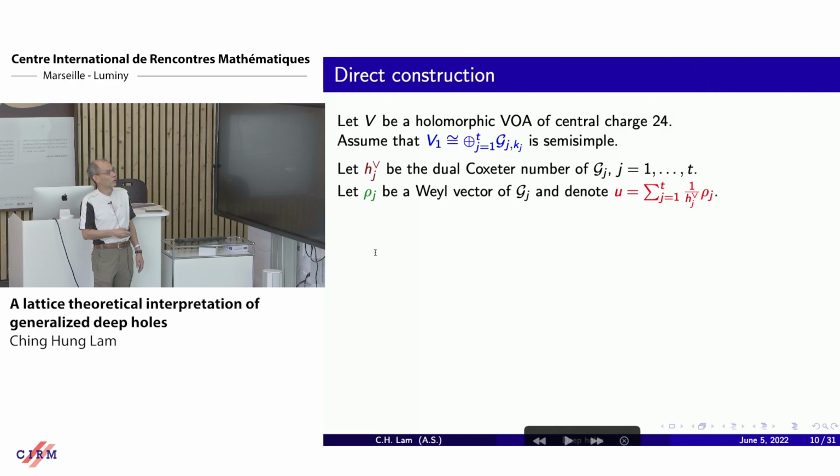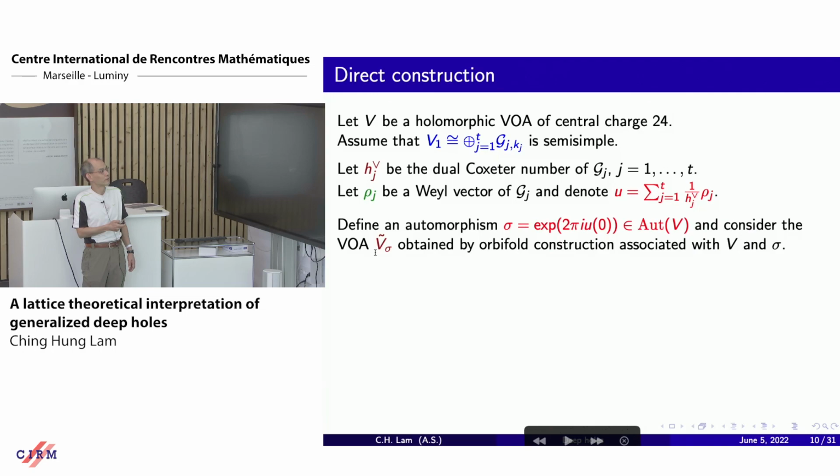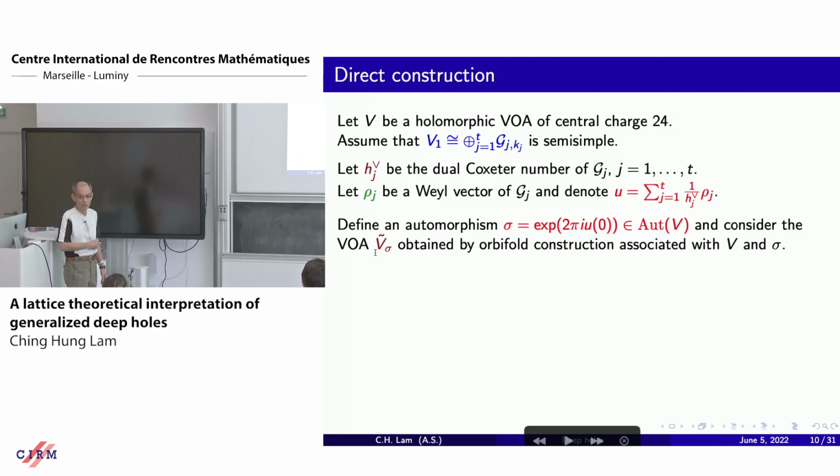Then for a semi-simple Lie algebra, there is one very special regular element of the Weyl group, which is defined as follows. Let h check be the Coxeter number, the dual Coxeter number, and then you have the Weyl vector, and I consider this u like this. Then you can define an automorphism of V, which is actually an automorphism of the Lie algebra here. This is the most natural regular element of the Lie algebra. So you can consider this automorphism of V, and then I have V1, I have a V here. Then I can consider the so-called orbifold construction. Of course, you have to check this actually works, but it's very easy because everything is so explicitly defined. And then you ask what happened? What will this new VOA be? It turns out it's always the Leech lattice VOA.